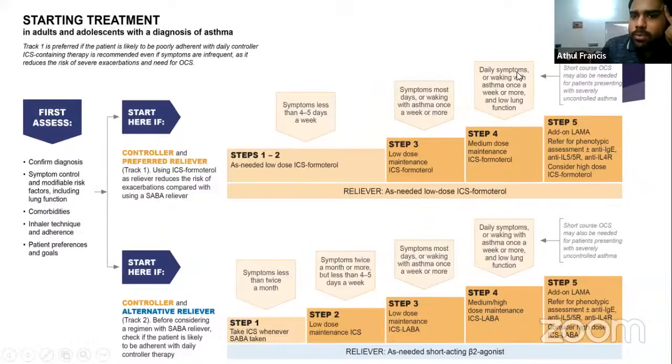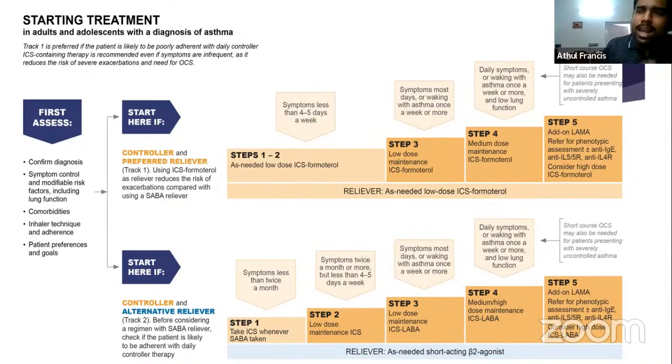And in step 4, if you have daily symptoms, if you see that even after giving an inhaler the patient is not improving, your LABA is the same. You increase the dose of steroids. So if it's a low dose ICS, here you make it medium dose ICS. And if it's still not controlled, you can consider a high dose ICS formoterol or add on a LAMA, that is long-acting muscarinic antagonist, or refer for phenotypic evaluation. Phenotypic evaluation I'll be discussing in some time.